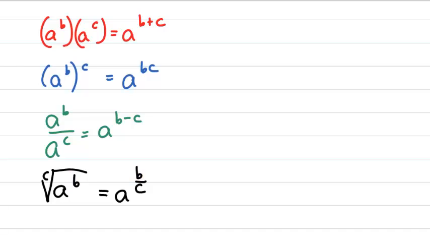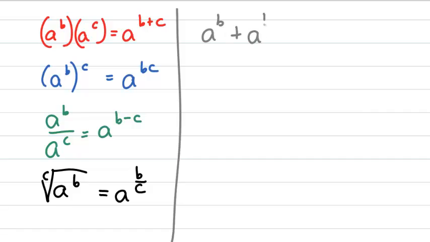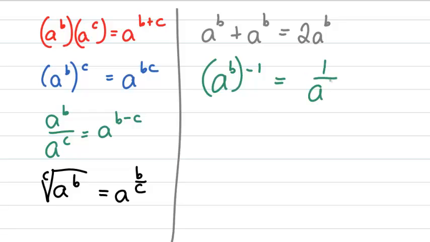Now, a couple more examples. If I had a to the b plus a to the b, then that one would be 2a to the b. So I've got two items there, and mathematically I'm just stating the fact that there are two of them. Another common one. What if we had a to the b and the whole thing were raised to the negative 1 power? Well, that one would be just 1 over a to the b.